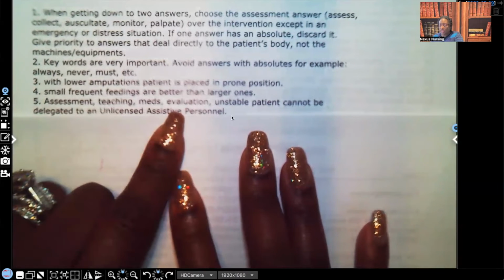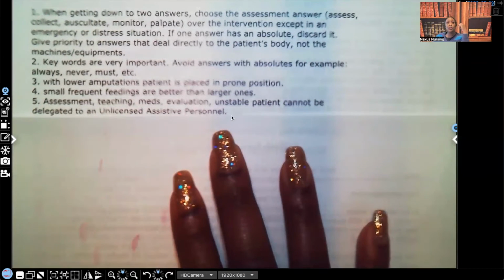Assessment, teaching, medications, evaluation. Basically, and I don't say this to be disrespectful, I'm just saying this in a way so you guys can remember for testing purposes: anything that requires critical thinking, you can't delegate to the unlicensed assistive personnel, right? Things such as assessment, things such as evaluation, things such as teaching.